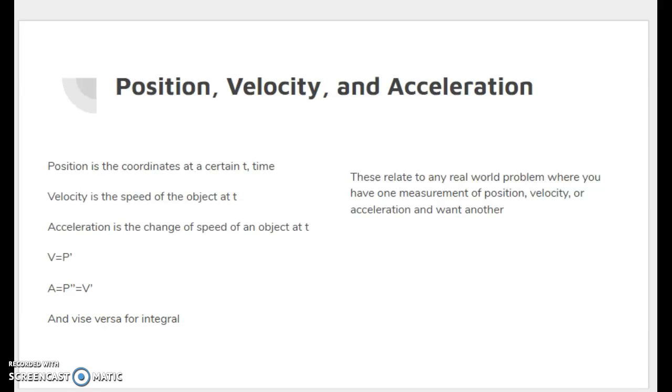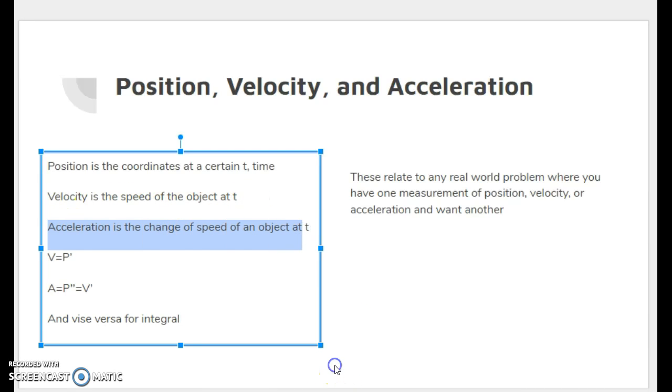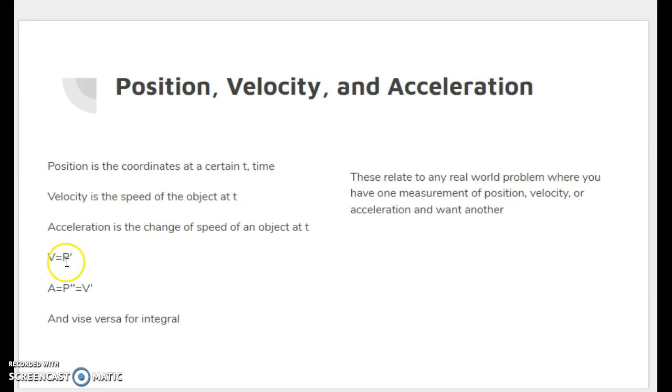So on to position, velocity, and acceleration. This is the relationship between position, velocity, and acceleration used in integrals and derivatives. So position is obviously where the object is located, the distance or the coordinates. The velocity is the speed of the object at t. Acceleration is the change of speed of the object at t. And then here's just the relationship. Velocity is the derivative of position. Acceleration is the second derivative of position or the derivative of velocity.